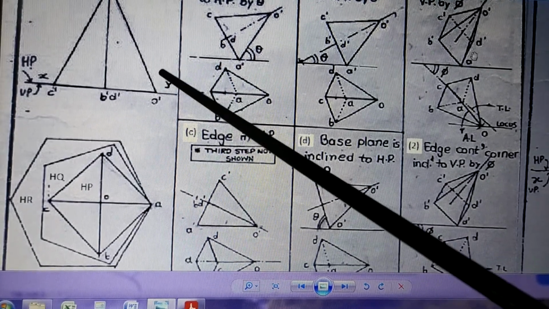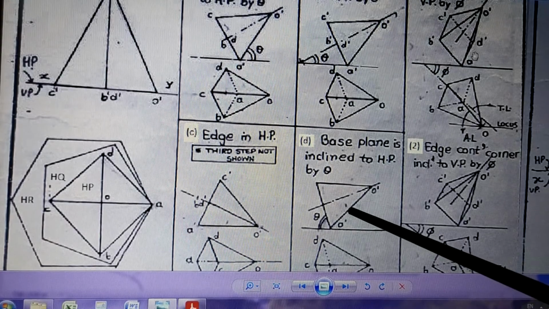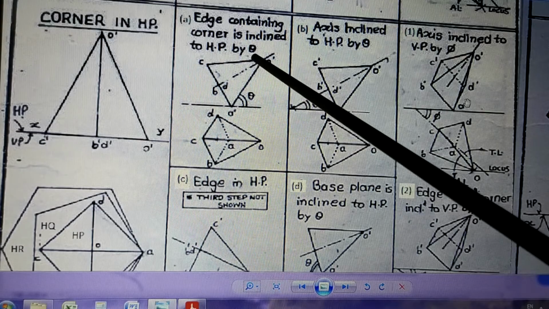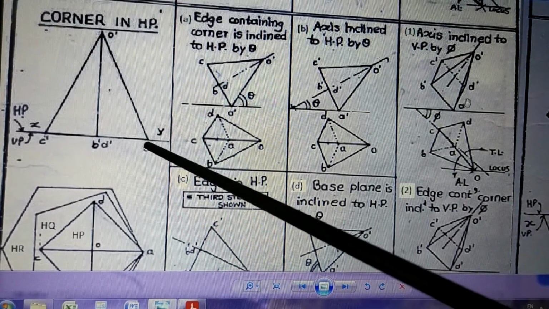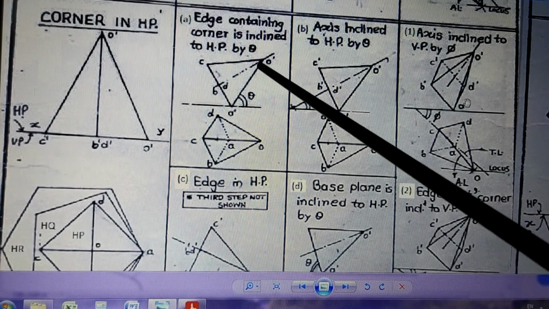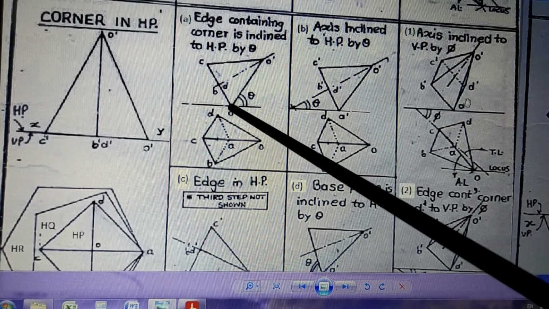After that, you are going to incline, and when you rotate like this, it will rest only on this corner A. So you can see the revised positions here, 1, 2, 3, 4, just like last time. When you tilt it, the description says: edge containing corner is inclined to HP by theta. So this is the edge which contains the corner on which it is resting, and this edge is going to make angle theta. So this line is drawn again in the second position, making angle theta, and according to that, this is drawn.